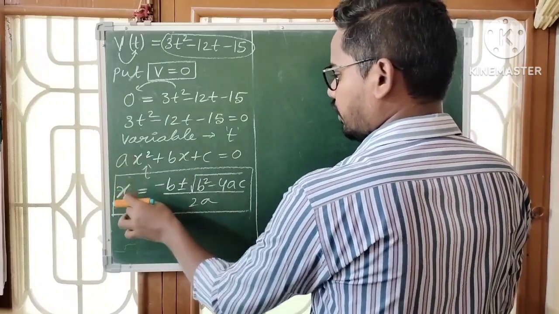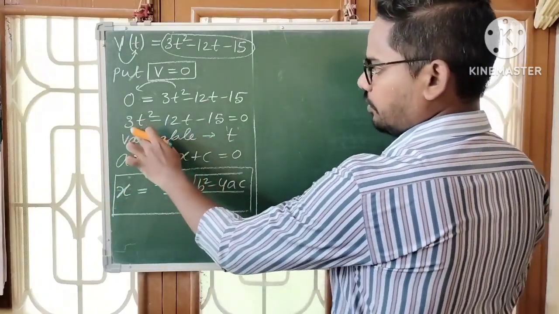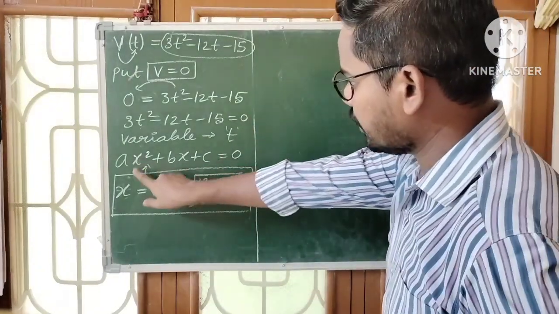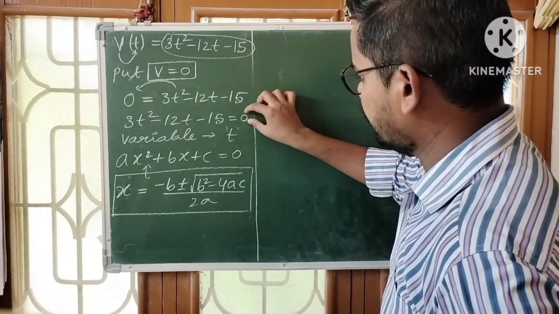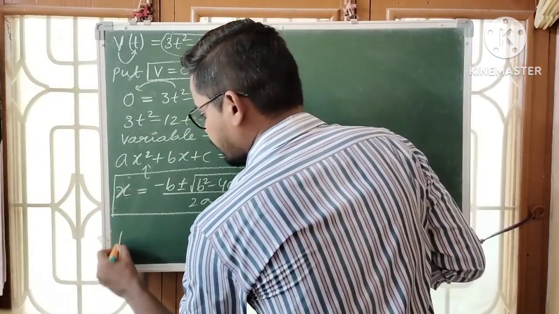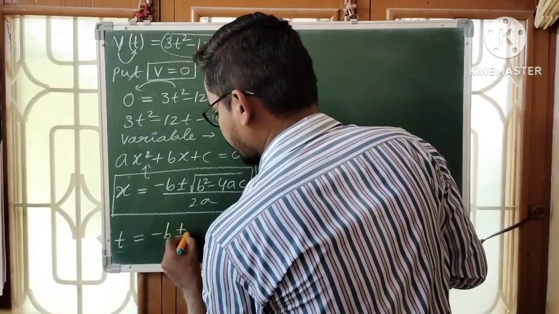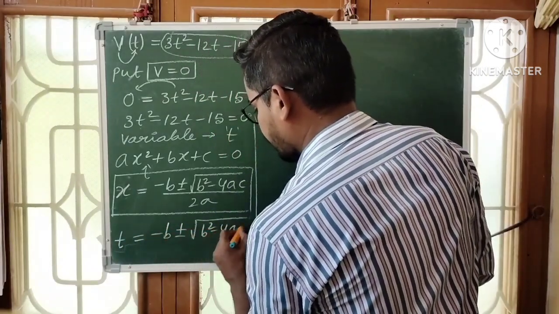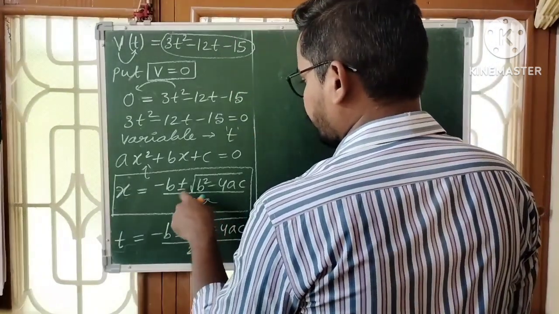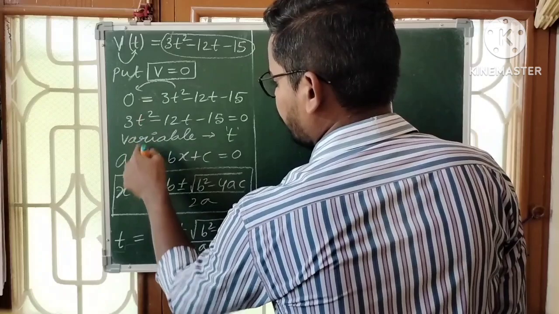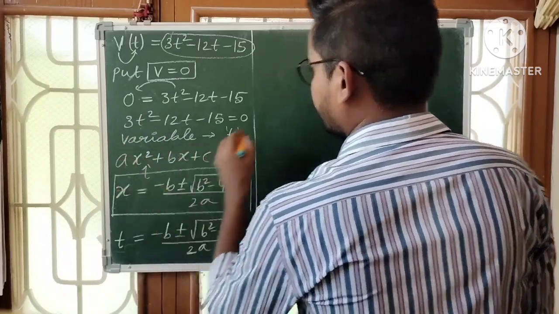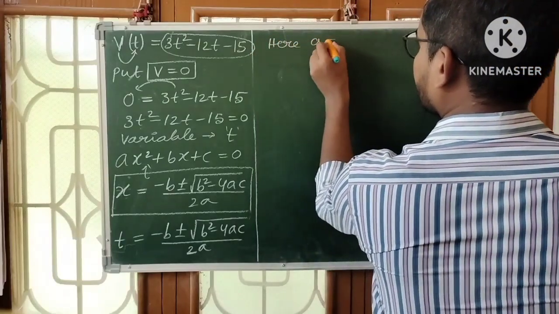Now my quadratic equation is 3t square minus 12t minus 15 is equal to 0. In the general case the variable is x, whereas for this quadratic equation the variable is t. So replace x by t. So t is equal to minus b plus or minus root over b square minus 4ac, by 2a. Now find the values of a, b, c. Compare these two. a is equal to 3, the coefficient of t square.